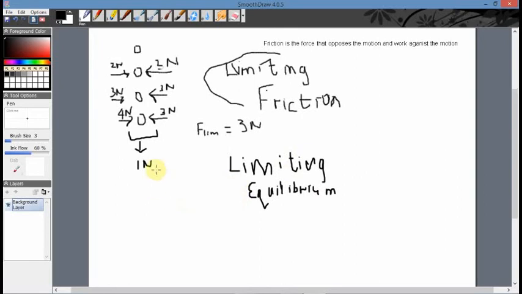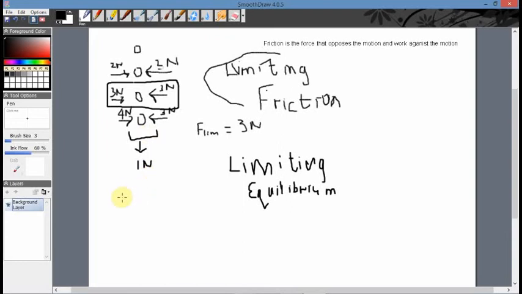Now what is limiting equilibrium? Well, the answer to this question can be understood from this scenario. This position is the case of limiting equilibrium. What do you guys understand? Pause the video and think. Well, if you guys had a try, let me explain what actually limiting equilibrium is.